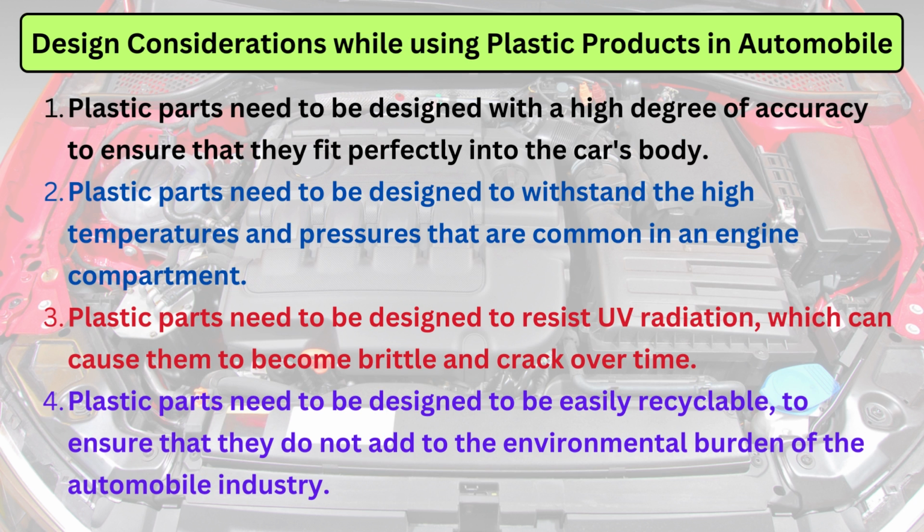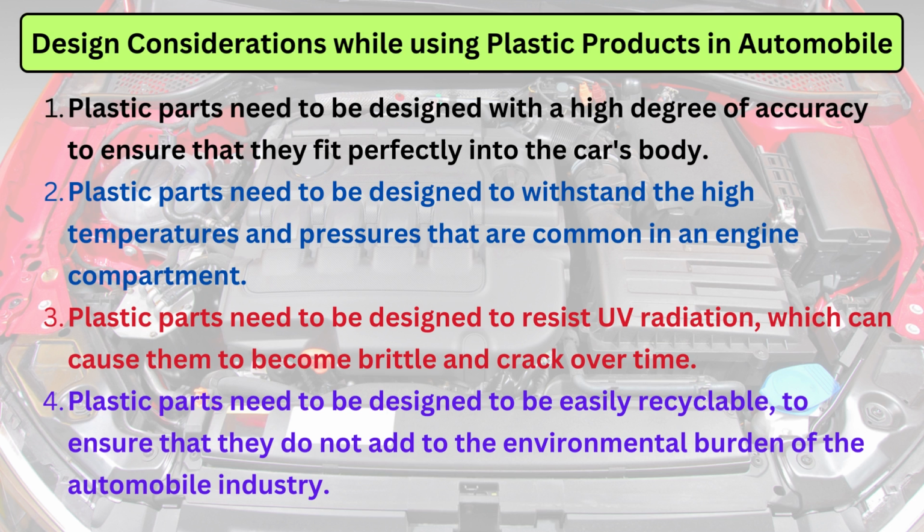So let's discuss the design considerations that we need to take into account while using plastic products for automobile components. The first one is that plastic parts need to be designed with a high degree of accuracy to ensure that they fit perfectly into the car body. This is the first consideration. The second one is that plastic parts need to be designed to withstand high temperature and high pressure. The third one is that plastic parts need to be designed to resist ultraviolet radiation.